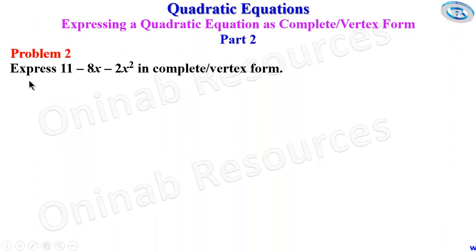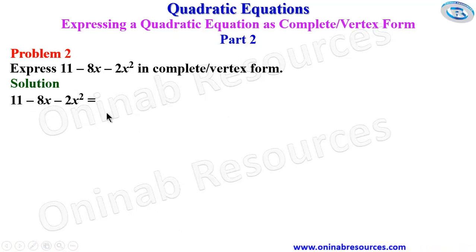For problem 2, express 11 minus 8x minus 2x squared in complete or vertex form. So the complete form was what we saw in problem 1. In our solution, we are going to rearrange it in standard form, so that I have the term with x squared, x, and the constant term coming last. So I have negative 2x squared minus 8x plus 11.